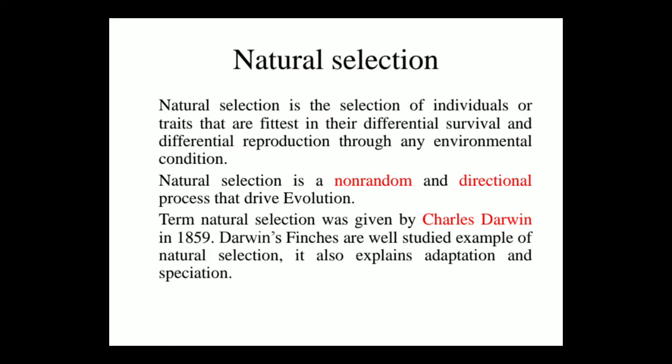The term natural selection was given by Charles Darwin in 1859. Darwin's finches are a well-studied example of natural selection. It also explains adaptation and speciation. So what do we understand from natural selection? Natural selection is a slight variation of traits. If it is useful, it will be preserved for the next generation. Or we can say natural selection is the cumulative accumulation of beneficial mutations.